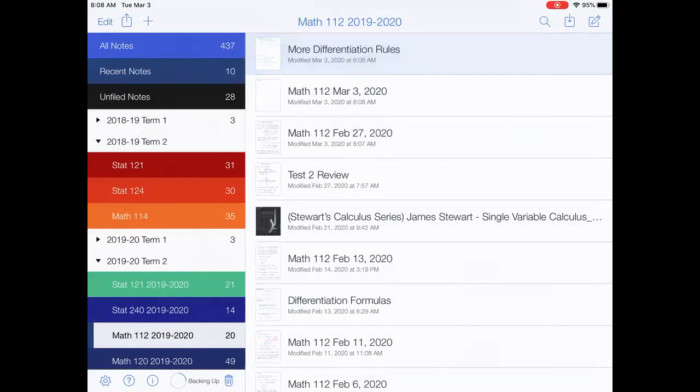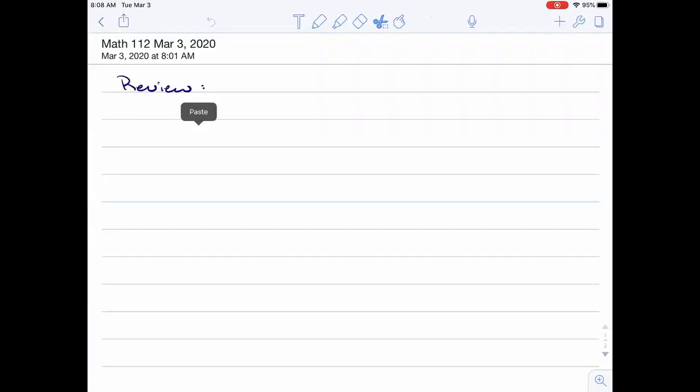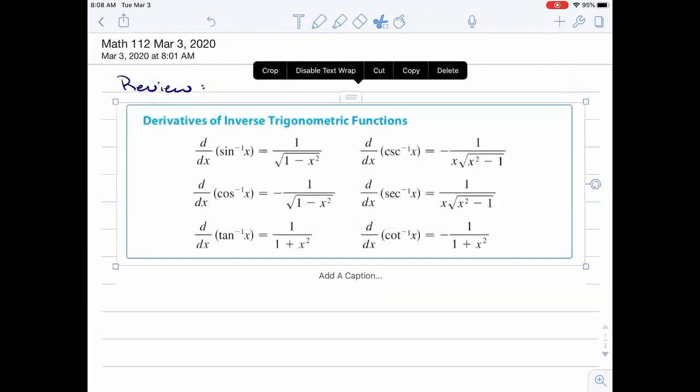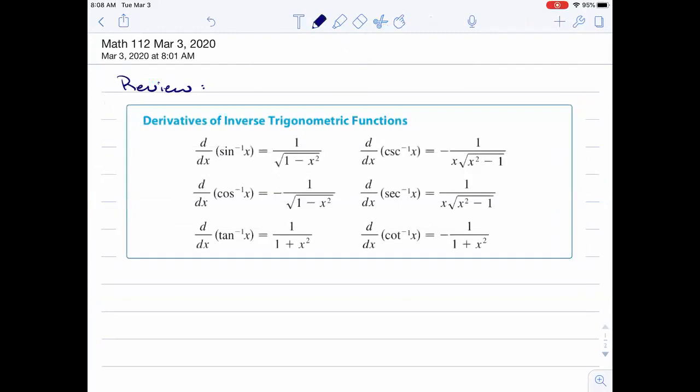This one. And I am realizing now I should have definitely printed copies for you guys, but I'll bring them on Thursday. All these rules, more rules.